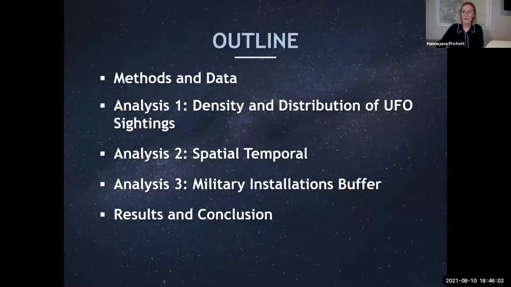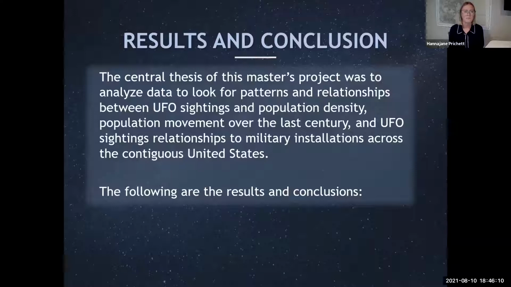So now we are going to move on to the results of each of the 3 analyses, and then we will follow with a conclusion. So just to circle back, the central thesis of this master's project was to analyze data to look for patterns and relationships between UFO sightings and population density, population movement over the last century, and UFO sightings relationships to military installation points across the contiguous United States. The following are the results that were made.